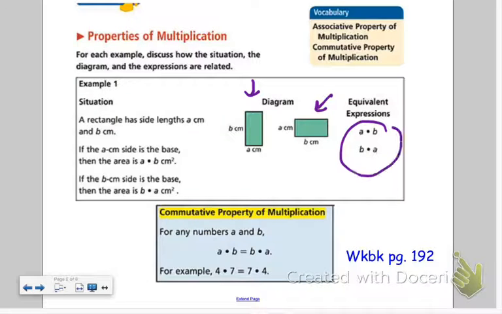No matter which way you look at it, those expressions are equivalent. A times B is going to give you the same thing as B times A. The area for that rectangle isn't changing no matter how you do the multiplication. That is the commutative property of multiplication. Basically, the order doesn't matter for multiplication.